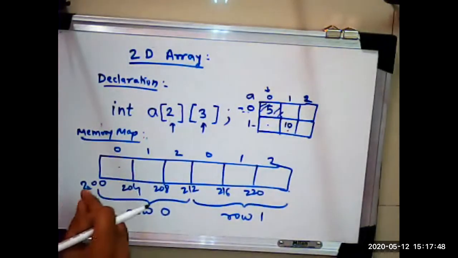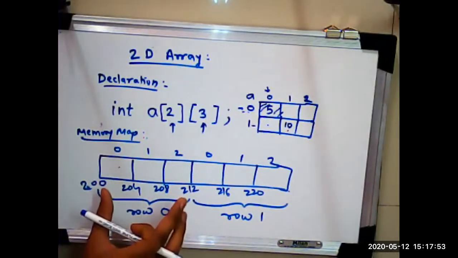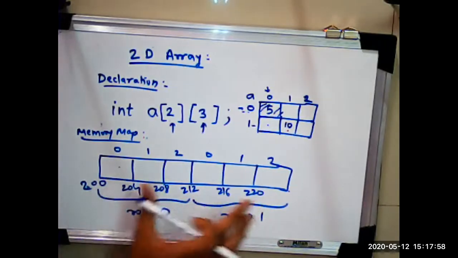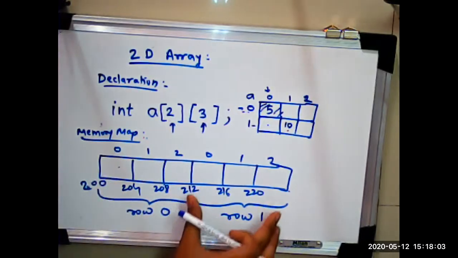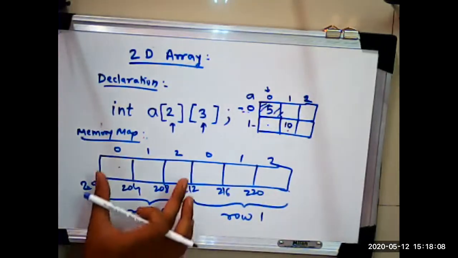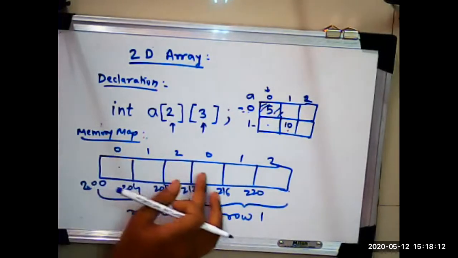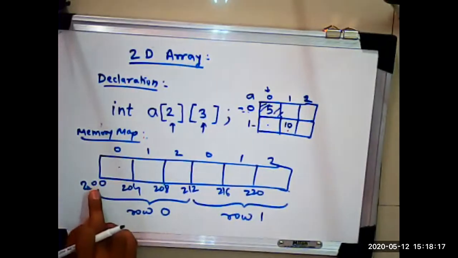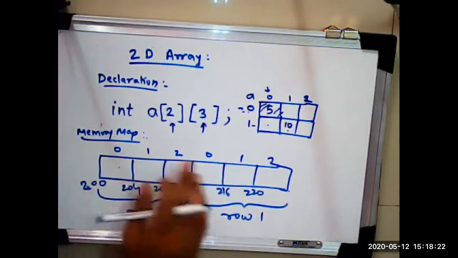But for our understanding, we are treating this 1D array as a 2D array, and we are distributing this one dimensional array into two parts: row number 0, the first 1D array; row number 1, the second 1D array. And we know that for every array, the indexes start with 0 and end with size minus 1. Here also, the index starts with 0 and ends with size minus 1. So got it? Remember that here, addresses run from 200 to 220. Okay, so got it?